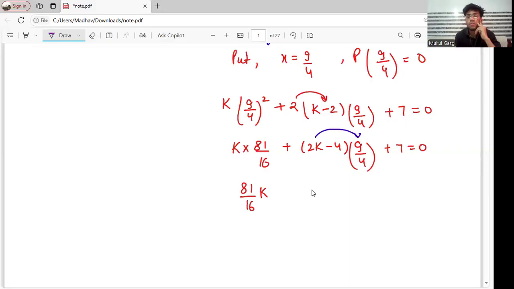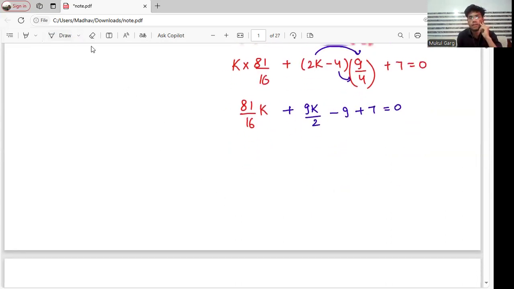2k into 9 upon 4, that is going to be 18k upon 4. Or if you just simplify this, you will get 9k upon 2. Then you have to multiply minus 4 with 9 upon 4. Again, you are going to get minus 9k plus 7 equals 0. Now we just need to solve it. 81k upon 16 plus 9k upon 2 minus 9 plus 7, that is nothing but minus 2.